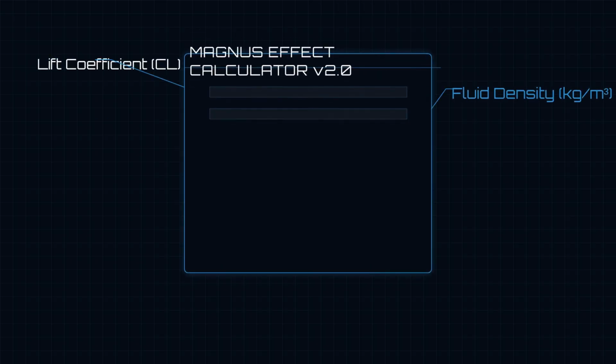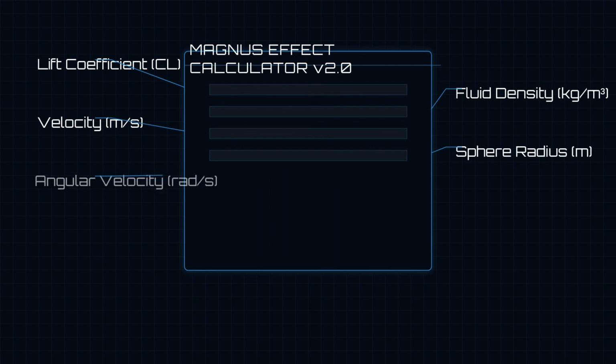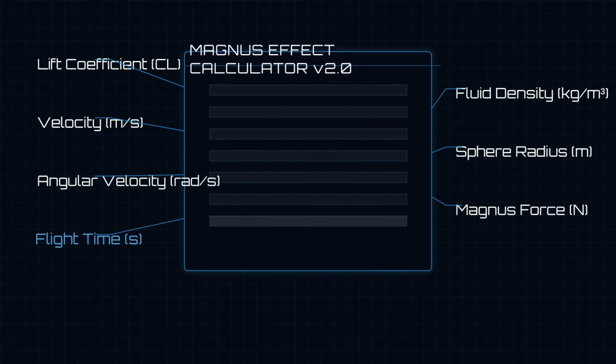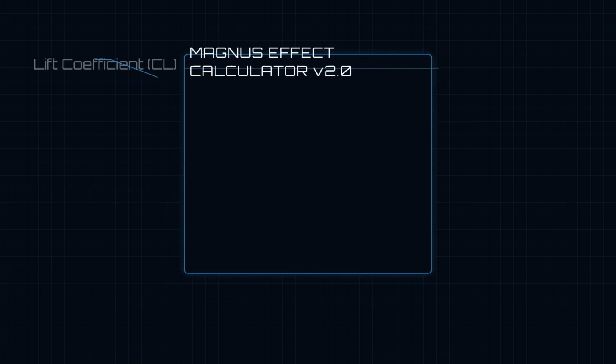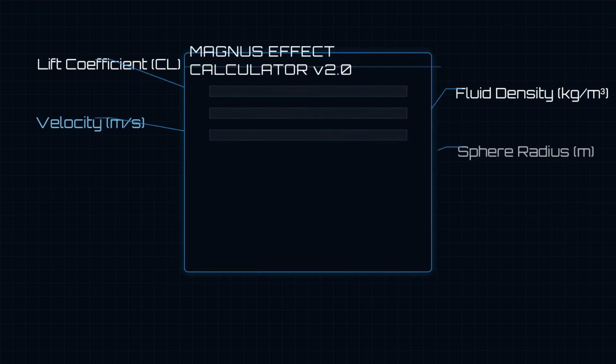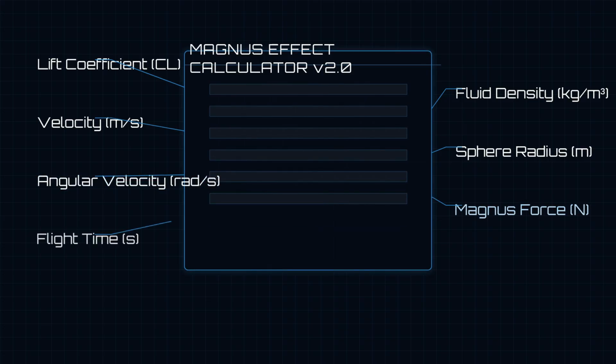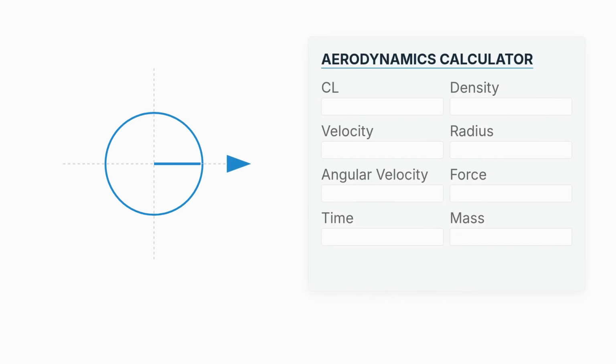The input fields include lift coefficient CL, fluid density in kilograms per cubic meter, velocity in meters per second, sphere radius in meters, angular velocity in radians per second, Magnus force in newtons, flight time in seconds, and sphere mass in kilograms. Let me walk through a calculation using these values.